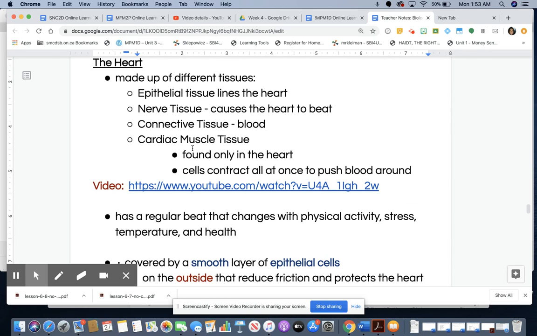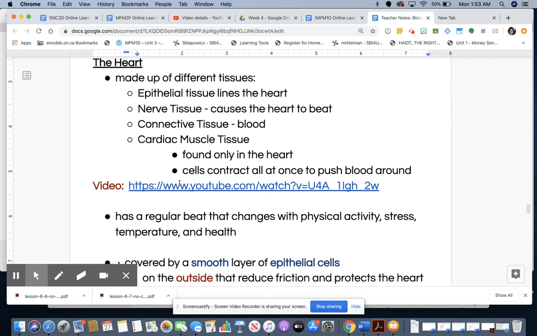The heart is made up of different tissues. There are four tissues in the heart. The first one is epithelial tissue, like skin tissue, and that helps to line the heart. The next one is nerve tissue, which is going to make the heart beat, so that it has that contraction and release motion. Then we have connective tissue, which is our blood. That's going to transport everything and connect everything. And we actually have specific types of tissue called cardiac muscular tissues, or CMTs. You only see these in heart muscles, and the whole point is that they're extremely specialized cells. They're going to contract all at once so that we can push our blood around.